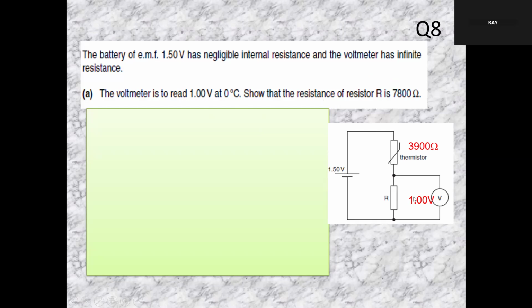Show that the resistance of resistor R is 7800 ohm. How to do that? I don't know how to do this one.